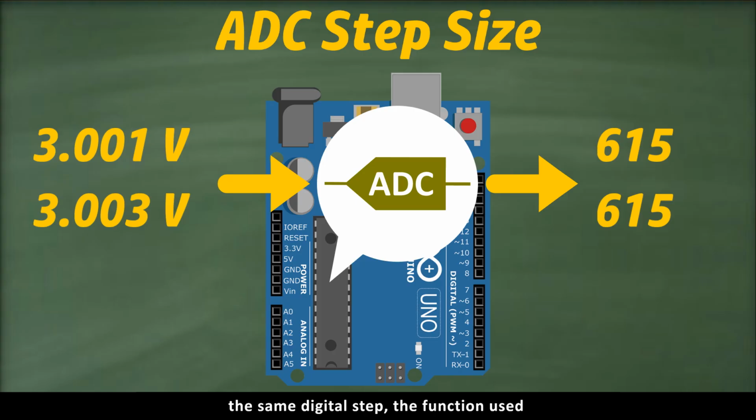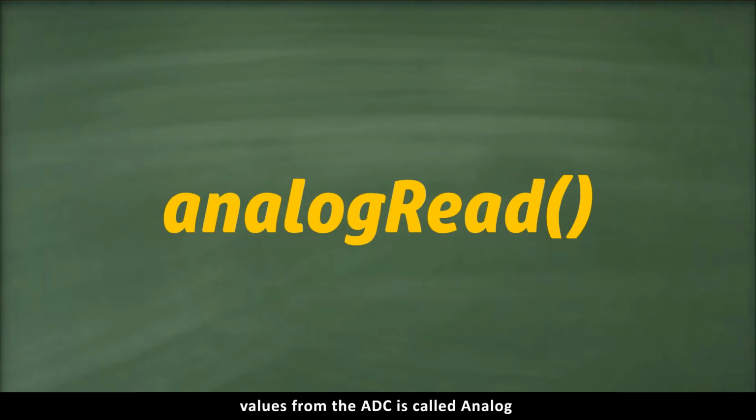The function used in the Arduino environment to obtain values from the ADC is called analogRead.